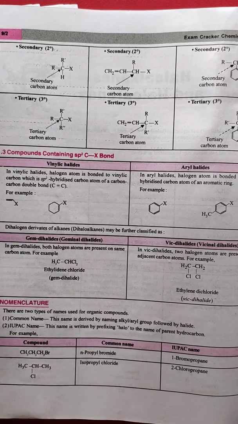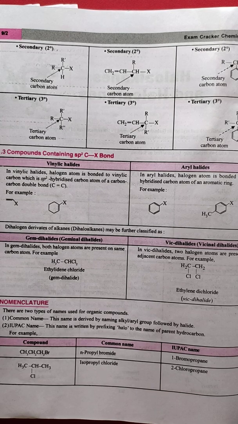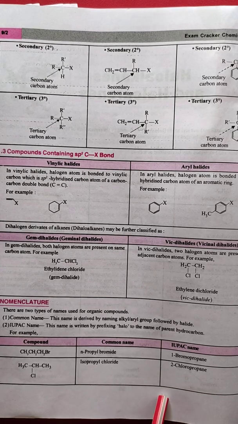So ultimately in this type of nomenclature, we name the compound by adding halo as a prefix to the name of the parent hydrocarbon. In this way, we name these compounds.